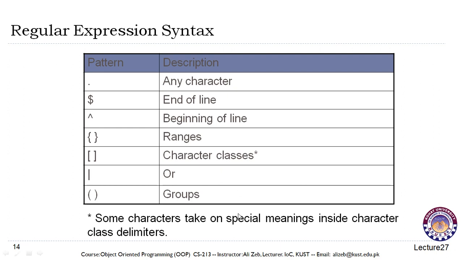Some characters take on special meanings inside the character class delimitations. For example, the caret character, when we use it inside these square brackets, means we do not want to match that expression. For example, if we enter a caret symbol and a Z over here, then anything other than a Z will be acceptable at that position. But the caret symbol at the start of the line shows us the beginning of the line.